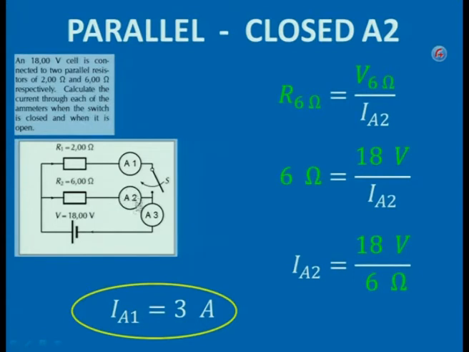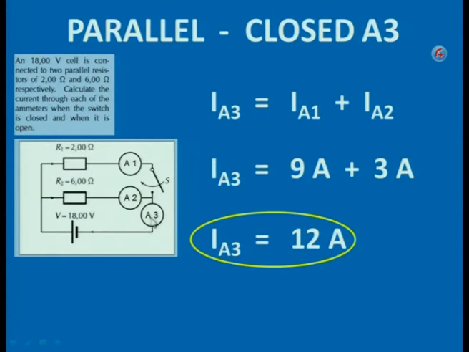So, now for ammeter 2. Ammeter 2 measures the current through R2, the 6 ohm resistor. The volt is again the same as the total volt because this is a parallel circuit. So, 6 ohms is given to you in the question, 18 volts given to you in the question. So the current is then 18 volts divided by 6 ohms, which gives you 3 amperes, the reading on A2.